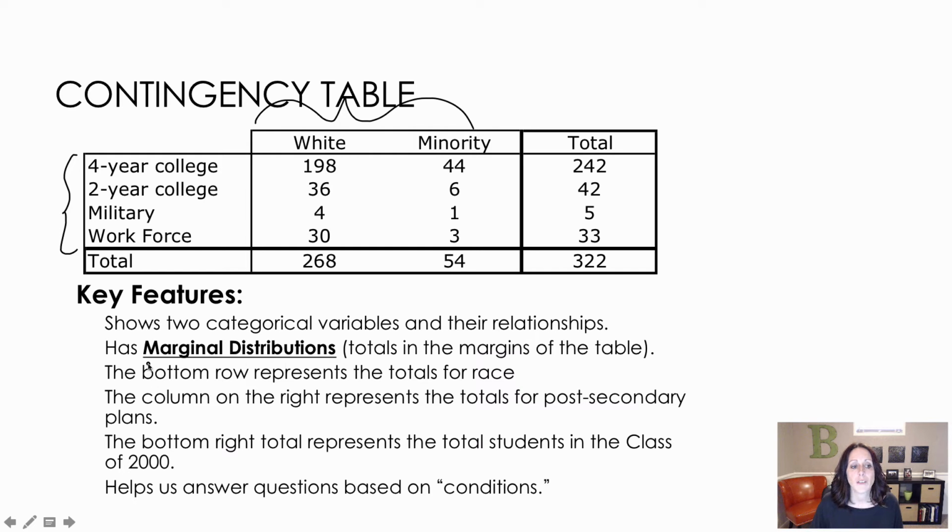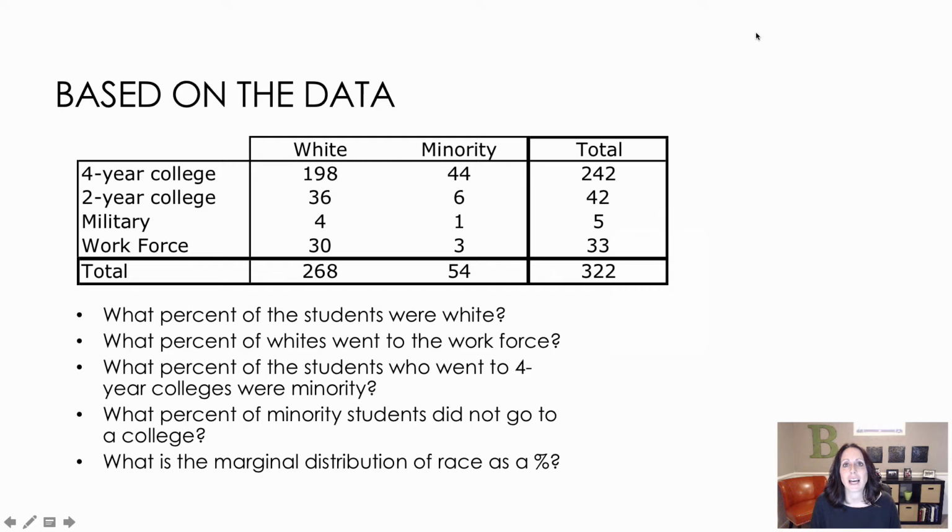So these also have marginal distributions, and the marginal distributions just means whatever is in the margins. So the marginal distributions are important. If I wanted the marginal distribution of race, that would be the 268 and the 54. If I wanted marginal distributions of post-secondary plans, that would be these values, because that's what's in the margin for the different options.